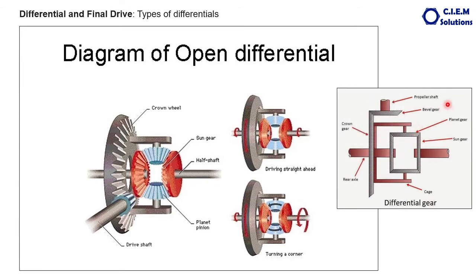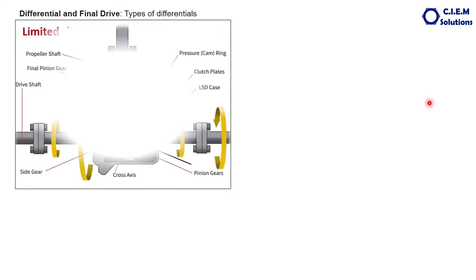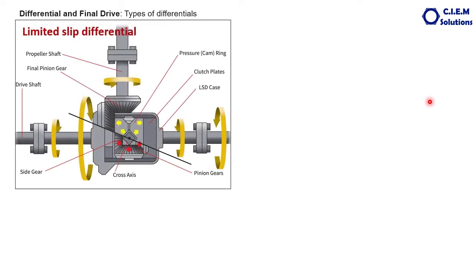This is fine. Then, to overcome the slippery conditions, a differential is introduced which is called the limited slip differential. What is the difference? In the design of the limited slip differential, you can see in this figure that the planetary pinions remain the same and the crown wheel remains the same. The difference is the differential case and the arrangements made in the differential case.